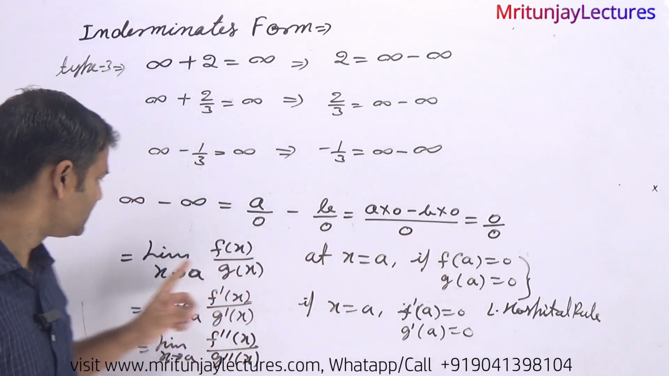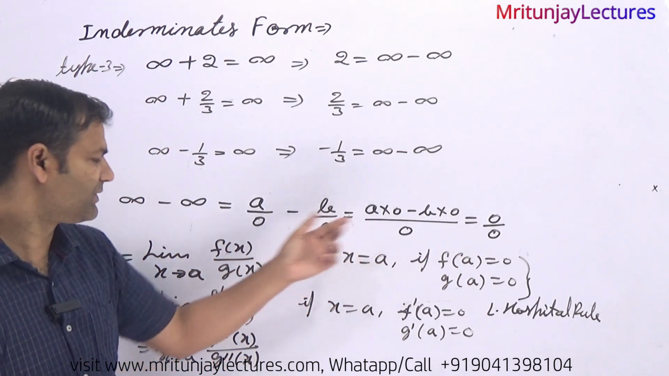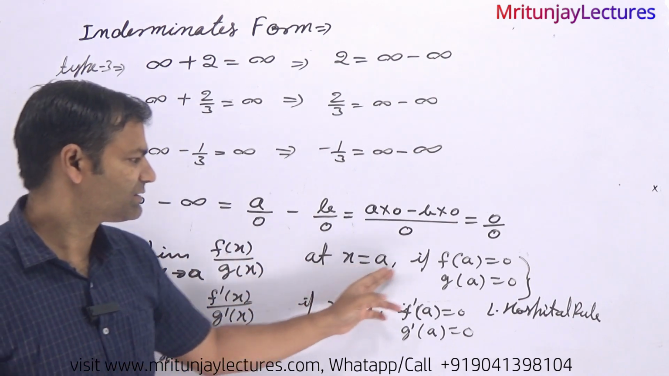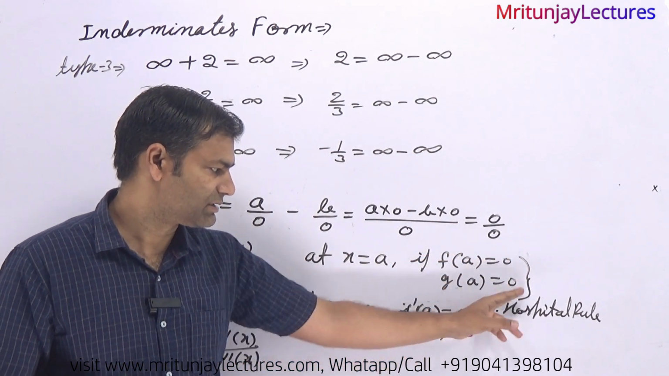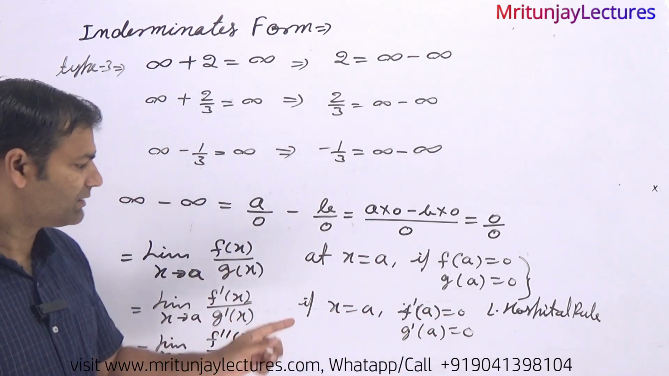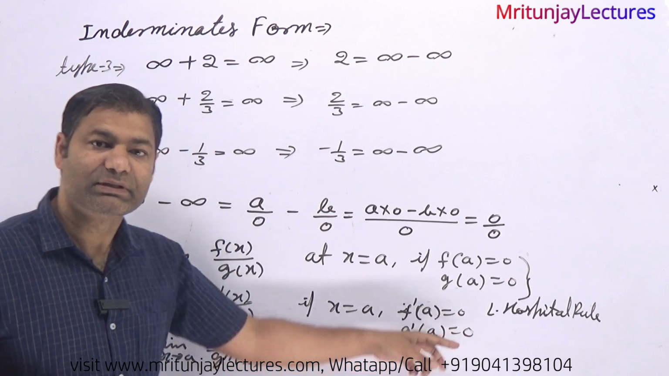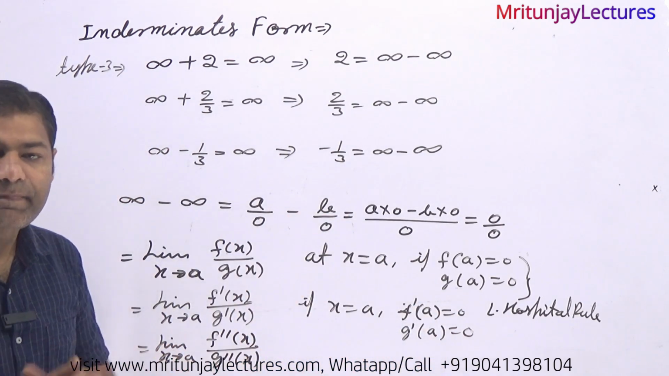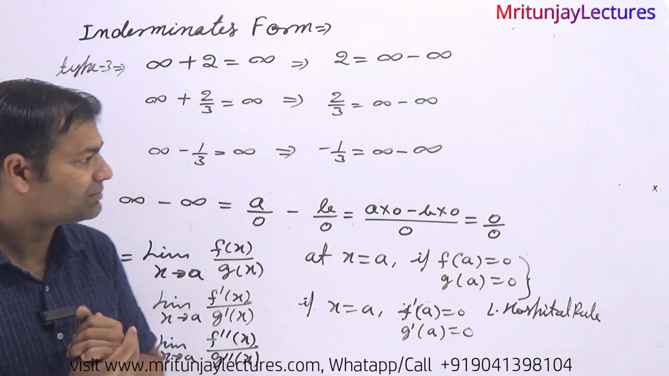If it is 0 by 0 form, then you can say that as a function, here f of x, here g of x, x tends to a, at x is equal to a we got 0 and 0, then apply L'Hospital. Then we got this one. If again we got this one, then apply L'Hospital rule again, and we got this one. Okay. Now we will take some problems.